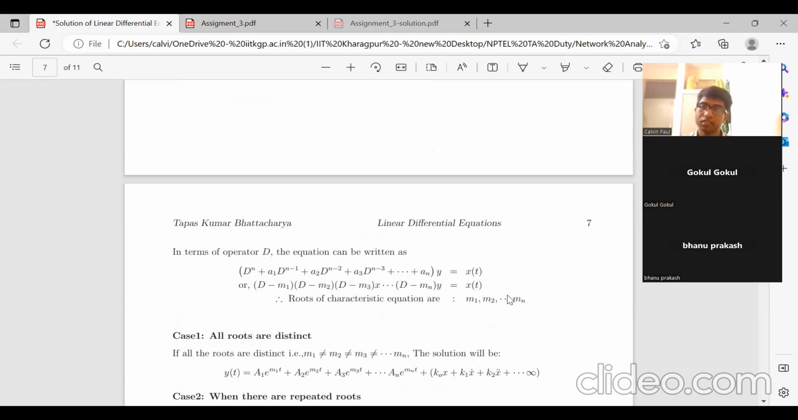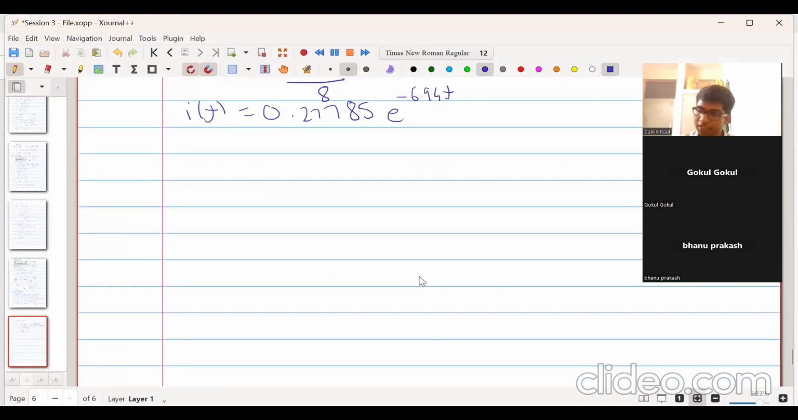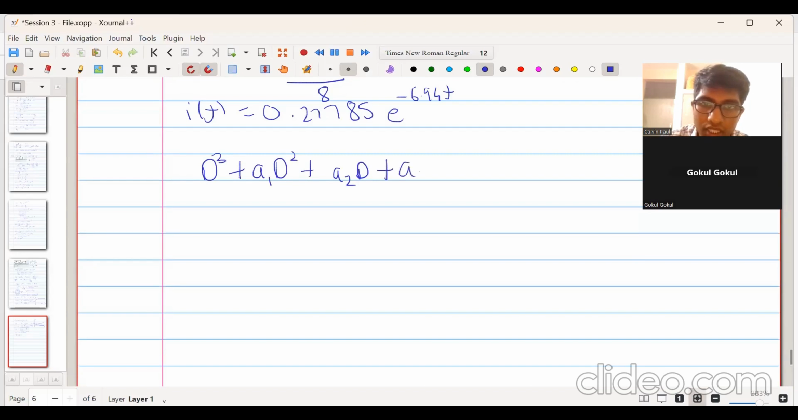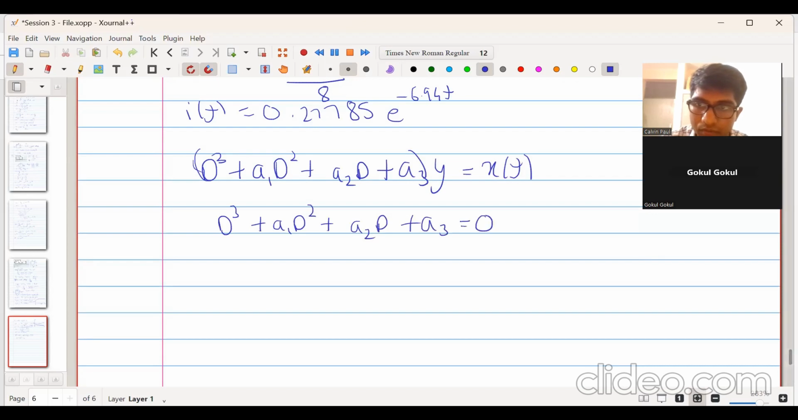So now we will find a characteristic equation. Suppose there's a third order differential equation, it will come as d cube plus a1 into d square plus a2 into d plus a3, into y is equal to x of t. So the characteristic polynomial or characteristic equation will be written as d cube plus a1 into d square plus a2 into d plus a3 equal to 0.